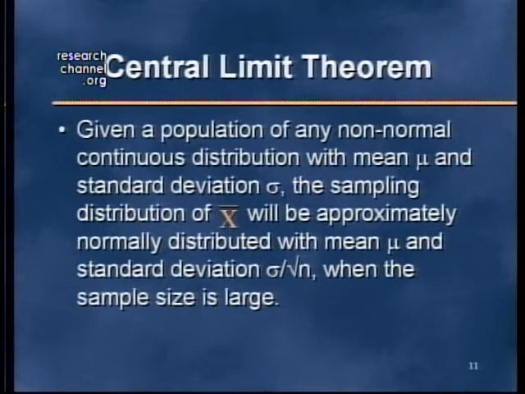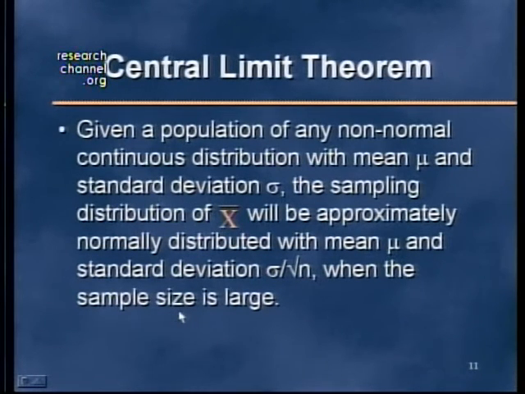Well, no need to fear, because there's something known as the central limit theorem, which says even if you have a population of non-normally distributed observations, the sampling distribution of the sample mean will still be approximately normal with a mean of the sample means that's equal to the true population mean, and a standard deviation that's based on the population standard deviation divided by the square root of the sample size, as long as the sample size is large.